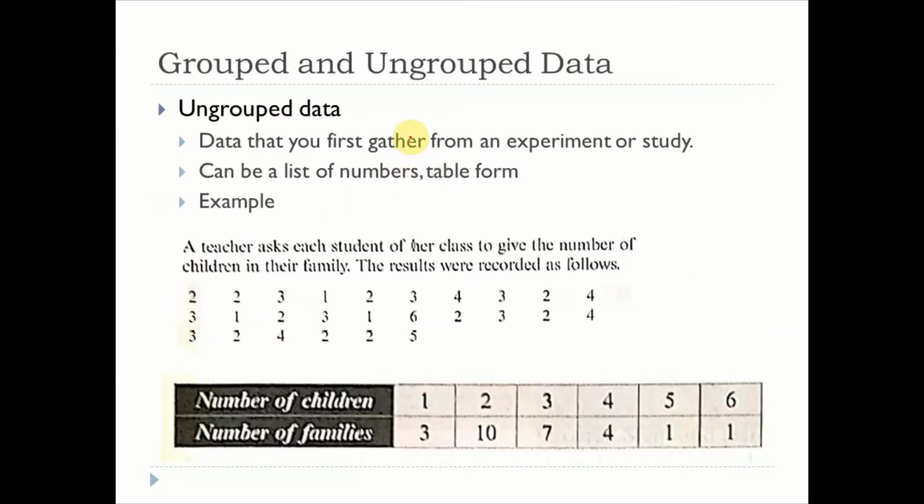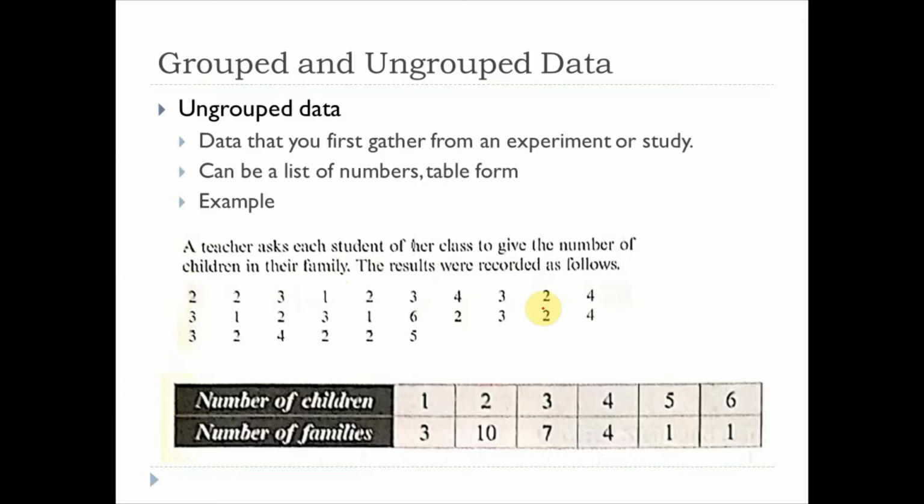Data can also be classified into ungrouped data and grouped data. So what does it mean by ungrouped data? Ungrouped data means the first data that you gather from an experiment or a study. It can be a list of numbers or it can also be in a table form. So an example of ungrouped data is like this one. This data says how many children are in the family. So maybe student A has 2, student B has 2, student C has 3 people in the family, student D has 1, and so on. So this we call ungrouped data.